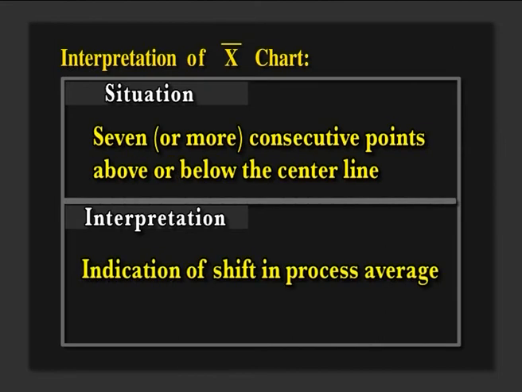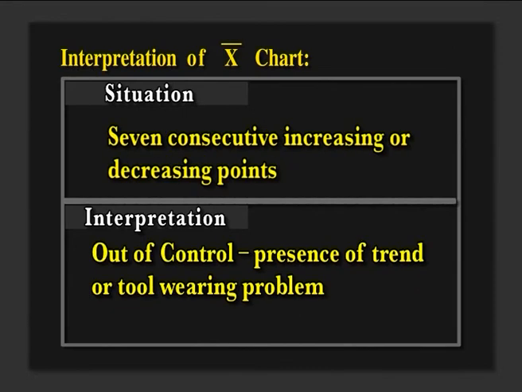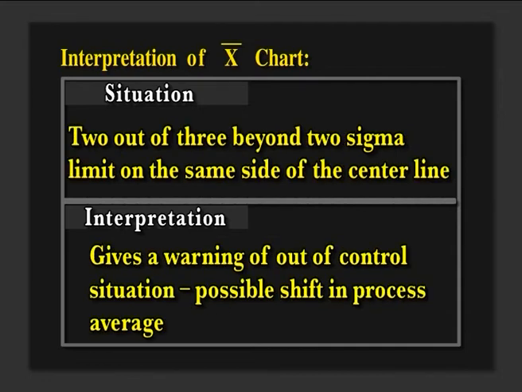Suppose you see in the graph 7 or more consecutive points above or below the central line. This indicates a shift of process average. 7 consecutive increasing or decreasing points also indicates out of control, that means presence of trend or tool wearing problems. 2 out of 3 beyond 2 sigma limits on the same side of the central line gives a warning of out of control situation, possible shift in the process average.